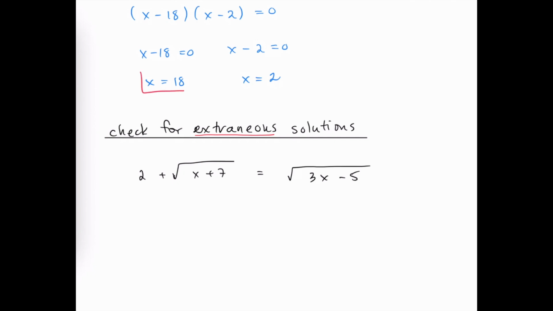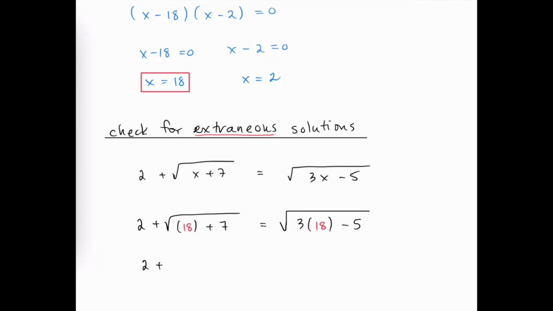So let's start by checking x is equal to 18 back into the original equation. And what that's going to look like is turning each of those x variables into wholes, and we plug our solution 18 into those variable wholes to see if this makes a true statement. 18 plus 7 is 25, so we've got the square root of 25 here. 3 times 18 is 54. 54 minus 5 is 49. And so 2 plus 5 is equal to 7, which is a true statement, and that means that 18 works.